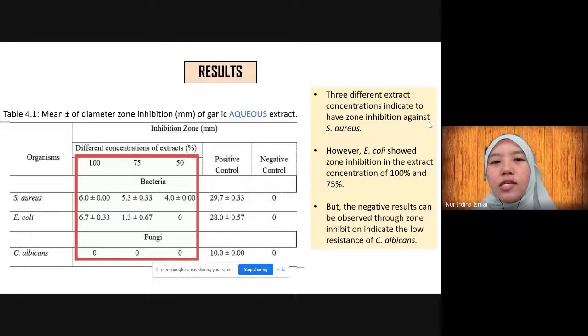Fourth is the result and recommendation. This is the table of the mean diameter of zone of inhibition of the garlic aqueous extract. As you can see, the 3 different extract concentrations show a zone of inhibition against Staphylococcus aureus. However, E. coli shows a zone of inhibition at extract concentrations of 100% and 75%, but no zone of inhibition can be observed for Candida albicans, indicating its low sensitivity.